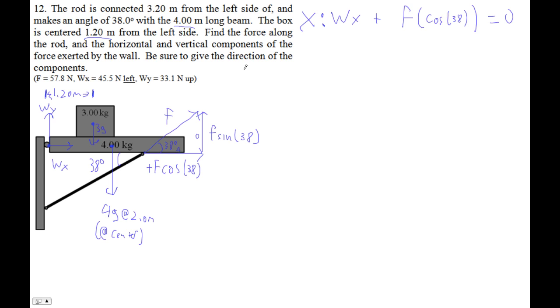And then let's set up the y expression. We've got the wall in the y direction. We've got minus 3g. We've got minus 4g. This is the weight of the box, the weight of the beam. And then, of course, it has to be supported somehow, so plus F sine 38. So this component here is lifting it up, and then that's got to add to 0. And then let's torque about the left side.